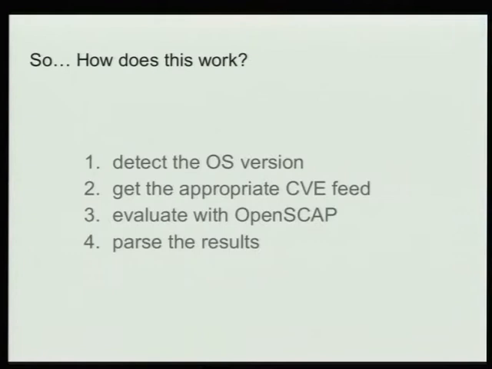So this looks like a pretty nice magical tool, but as a security guy, I want to understand how this works before I trust it, right? So let's very briefly discuss how this works and why it works. The first thing that happens when this command is run is we look into the container and we detect the operating system version. So be it RHEL 6, RHEL 7, Fedora, CentOS, or something else. Then according to that version, we need to find the CVE database, so-called CVE feed, from the vendor. So for example, if it's RHEL 7, we need to download the RHEL 7 CVE feed from Red Hat.